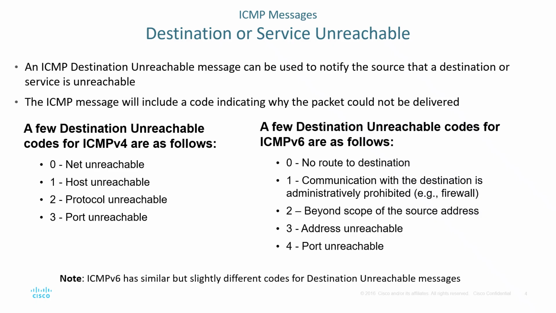Within ICMPv6, 0 means there is no route to the destination. A 1 means communication with the destination is administratively prohibited, meaning there is a firewall in place. A 2 is beyond the scope of the source address, so it can't be reached because it is too far away. 3, the address itself is unreachable. And then 4, again, is that the port is unreachable. So ICMP version 6 has very similar but slightly different codes for destination unreachable messages.